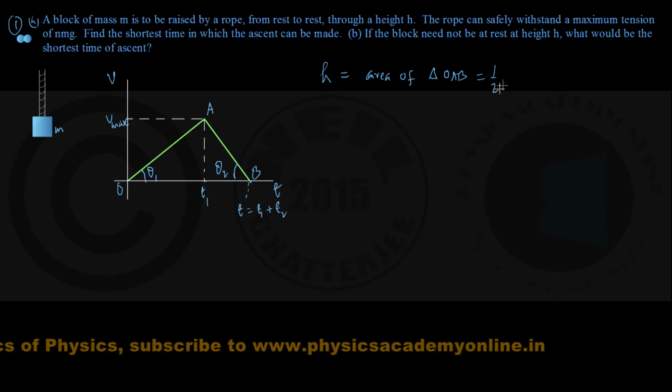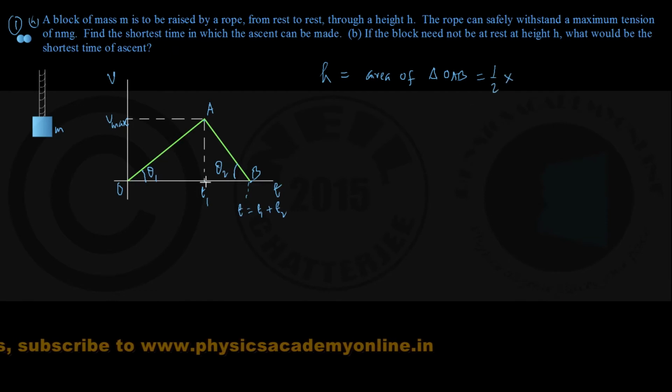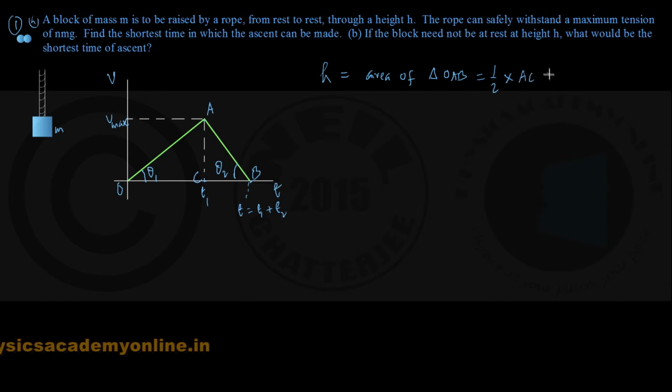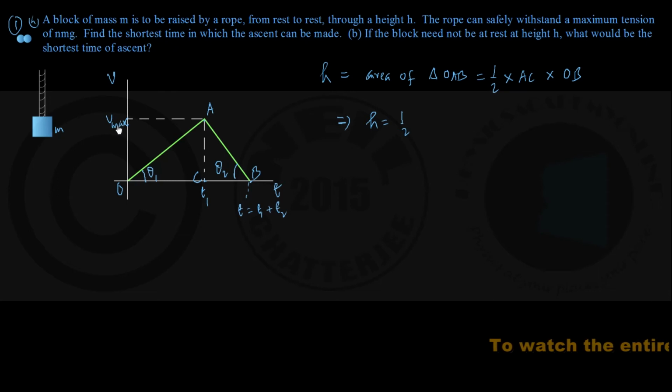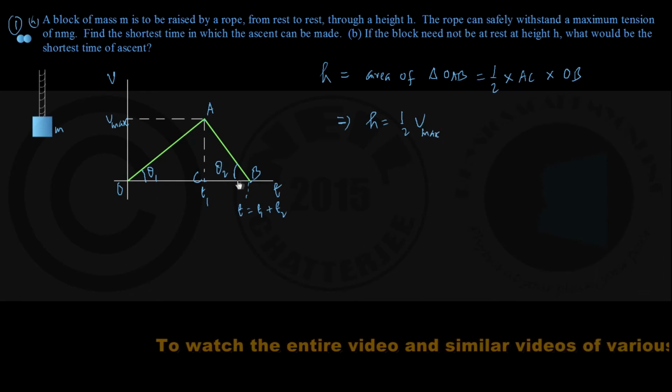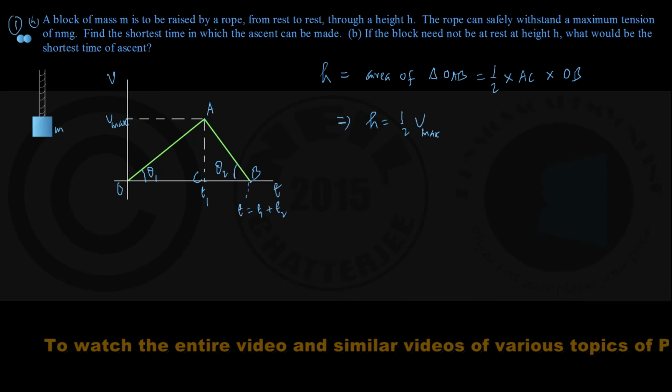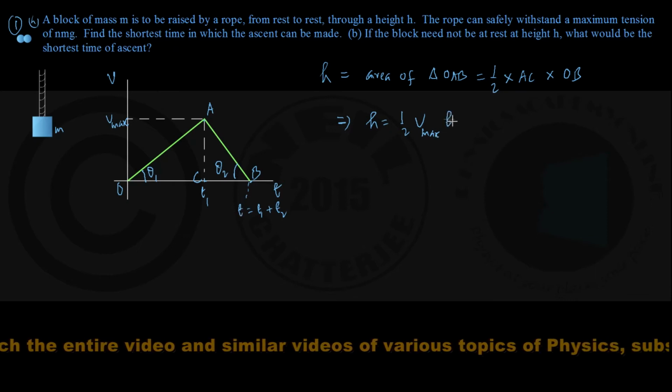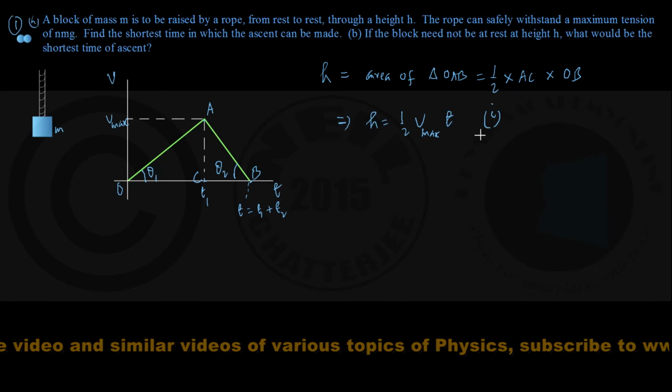This area is equal to half into height. Let me take this perpendicular foot to be the point C. So AC is the height into base, that is OB. This means h is equal to half into AC, which represents the Vmax, the maximum velocity attained by the block during the rise. So it's half into Vmax multiplied by OB. OB represents the total time of travel, that is T here. So half into Vmax into T. That is my equation number 1.